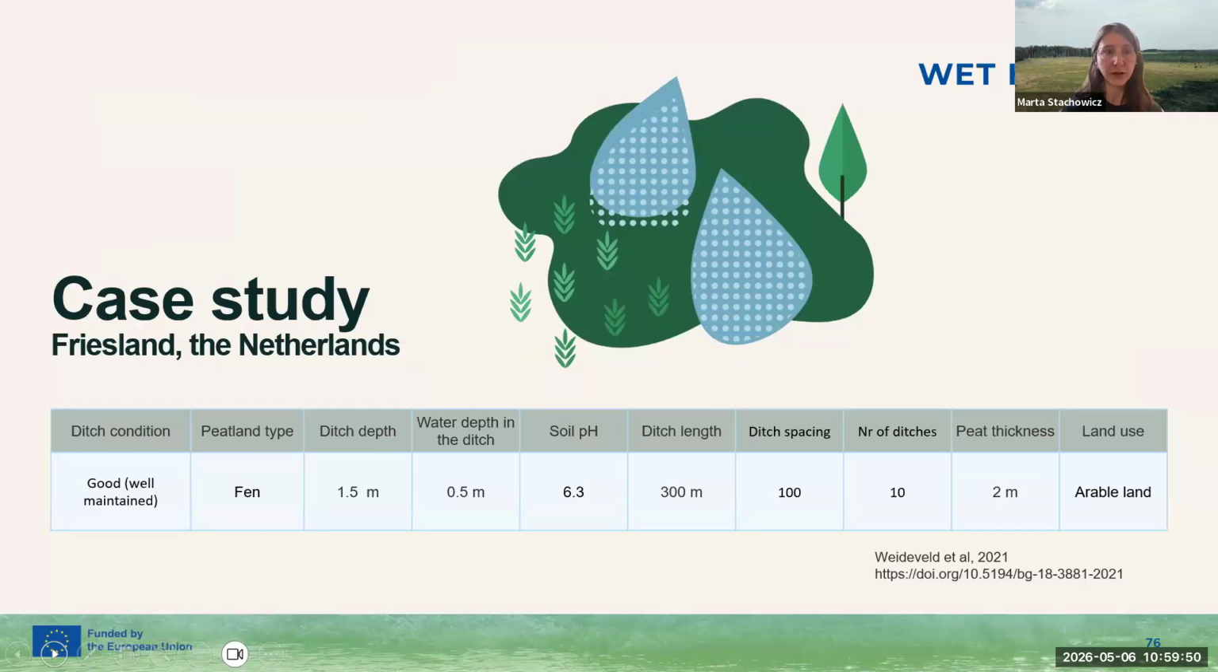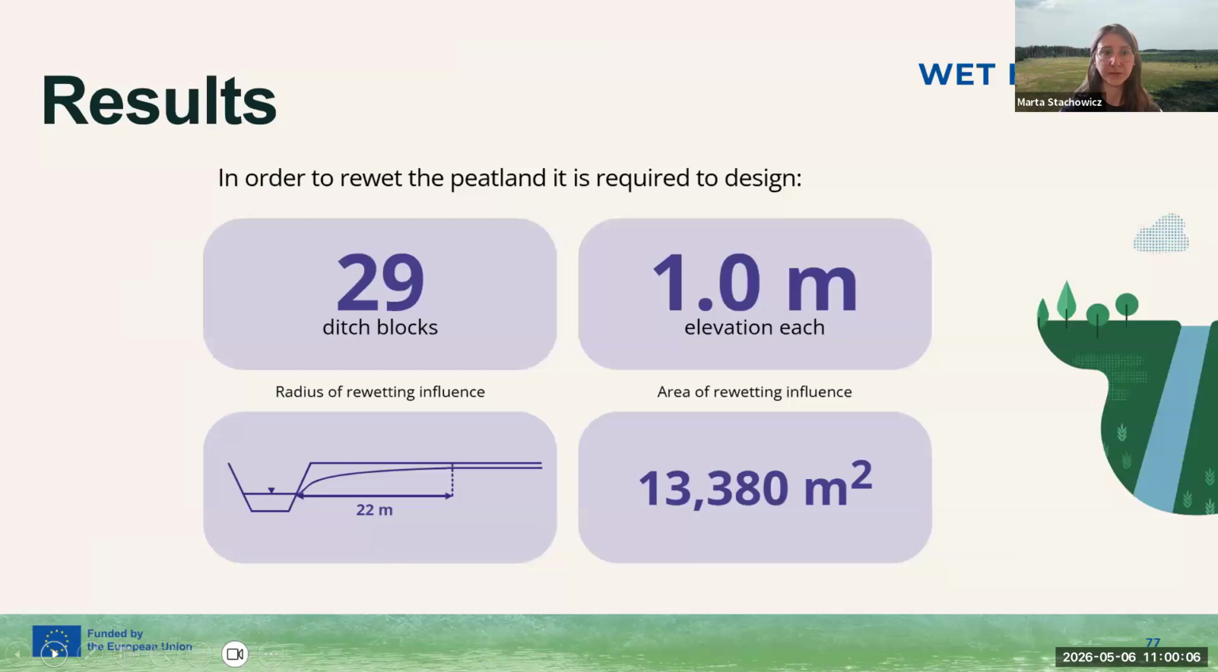And I will just briefly show you the case study of the Netherlands. So I put the average parameters of one of the peatland complexes in the Netherlands. So it is a fen with ditches in good conditions. So please, next. And the results of such a simulation gave us the result, which is we would need 29 ditch blocks to restore that peatland, which should be around 1 meter elevation. The radius of the rewetting influence would be around 22 meters, and also we get the area of rewetting influence. And next slide, please.